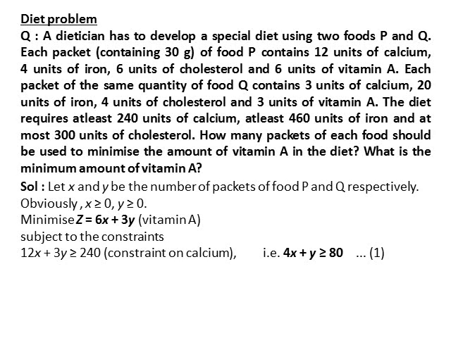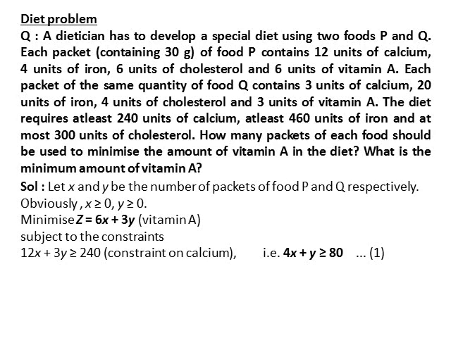According to the question, the special diet must contain at least, means minimum, 240 units of calcium. So 12x plus 3y should be greater than or equal to 240. Divide both sides by 3. We get the first linear constraint: 4x plus y greater than or equal to 80.